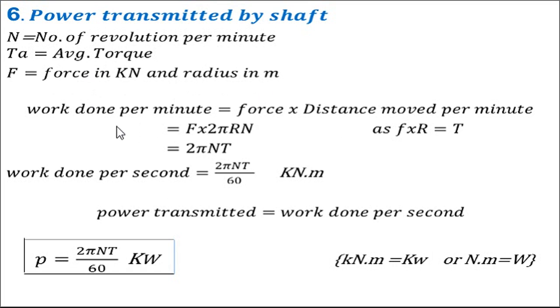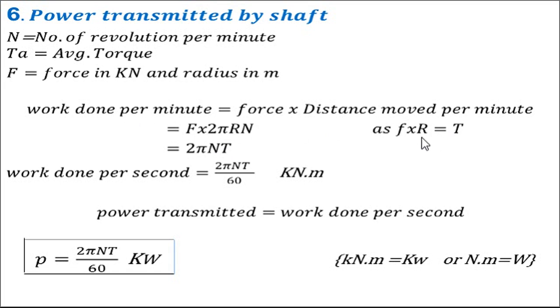First of all, work done. We know that work done can be determined by force into distance moved per minute. Force is symbolically capital F, and since the shaft is of circular section, the distance per minute along the circumference of the shaft can be determined by 2 pi r, and n is the number of revolutions. If the number of revolutions is known, you can determine the total distance moved per minute. So force into distance gives the work done per minute.